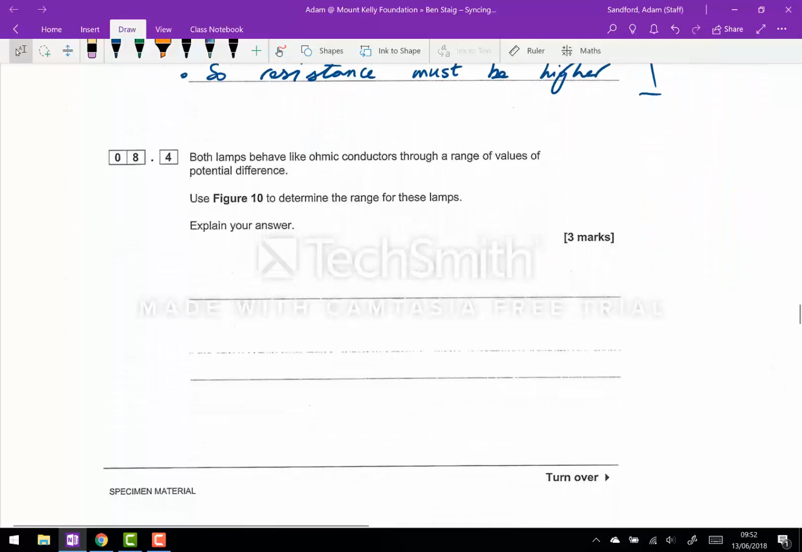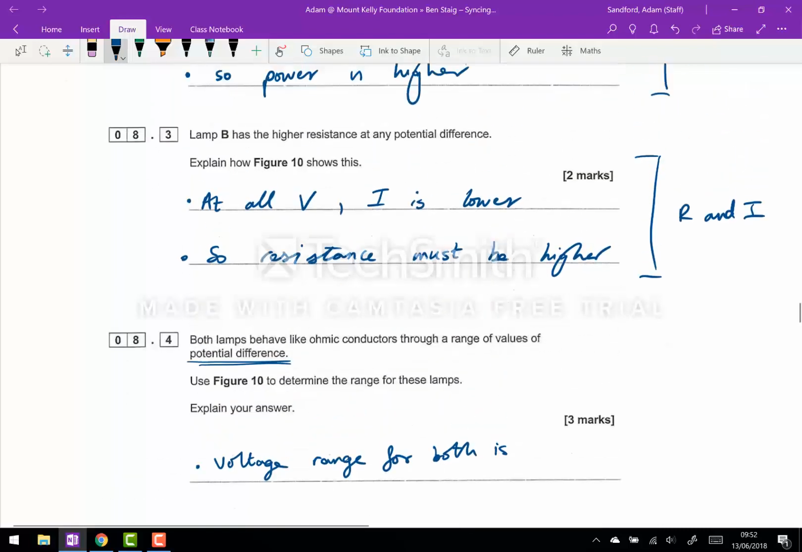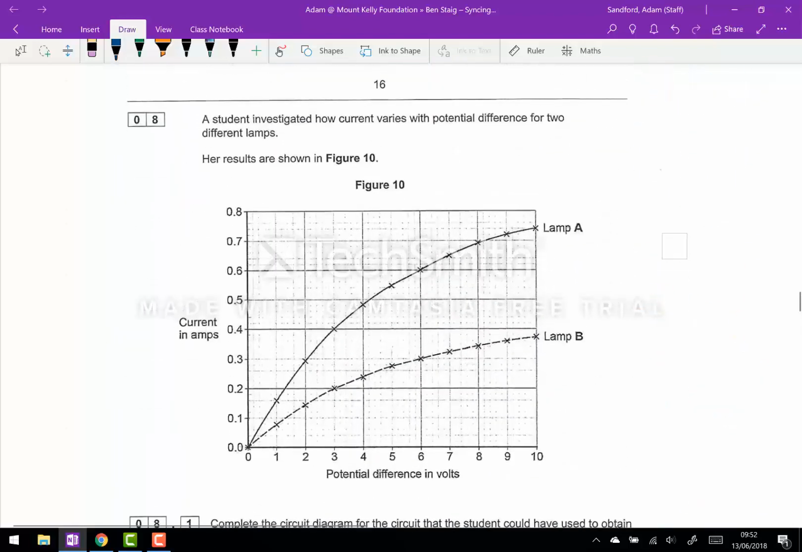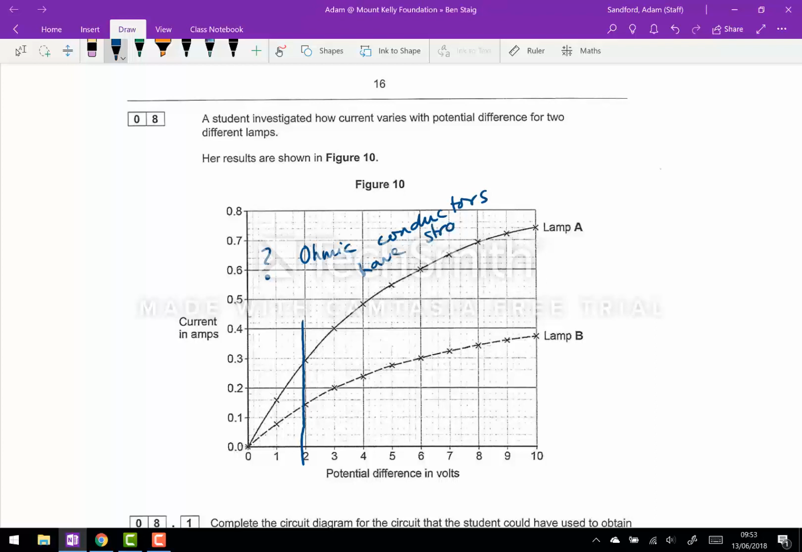And both lamps behave like ohmic conductors through a range of values of PD, not current. Okay, use figure T. So the range for both, voltage range for both, and nobody got this right I think, is between 0 and 2 amps. Now why is that? Because ohmic conductors have straight lines.